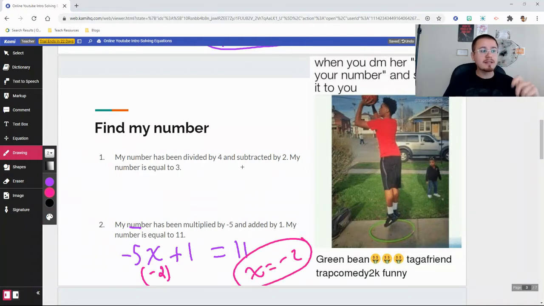-2 times -5 is 10, plus 1 is 11. So the riddle method.